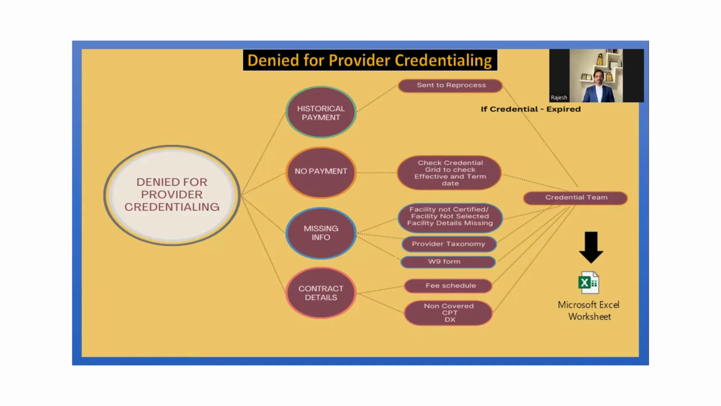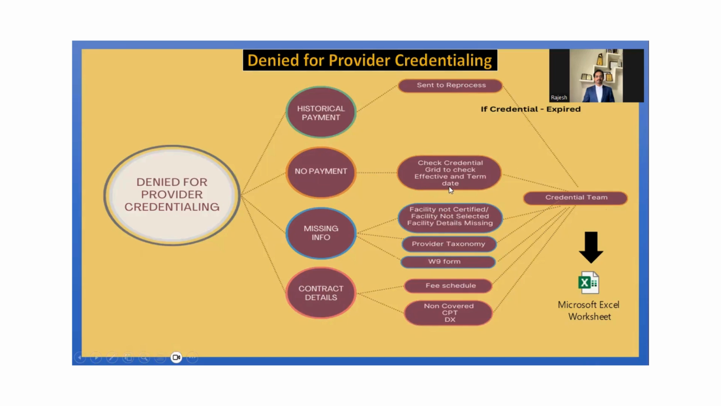Sometimes what happens is, when you call the payer, they will say that your credential has been expired, right? The credentialing term date has been declared, and they send a correspondence. If anything like that happens, there is no other option. You have to go back to your credentialing team, ask them to reinitiate or send the required details to the credentialing team, right? If there is no payment, check the credentialing grid.